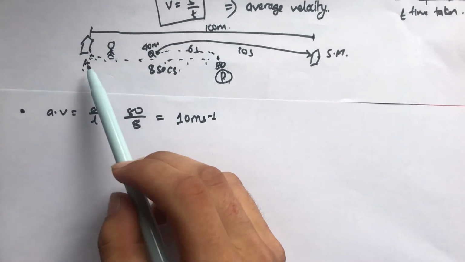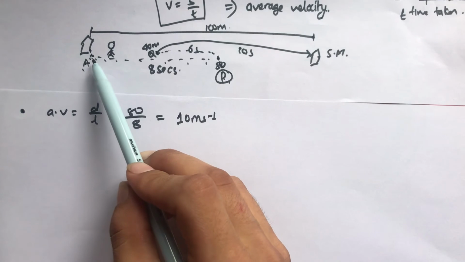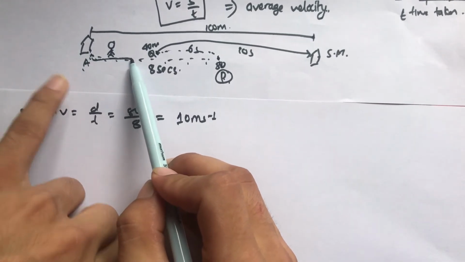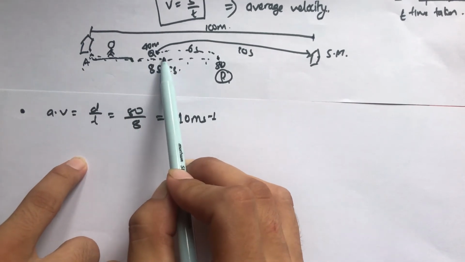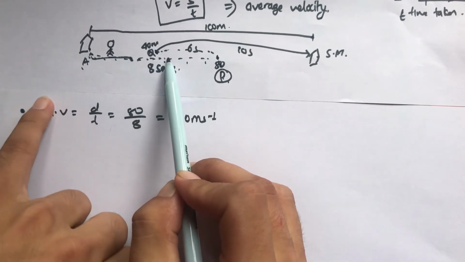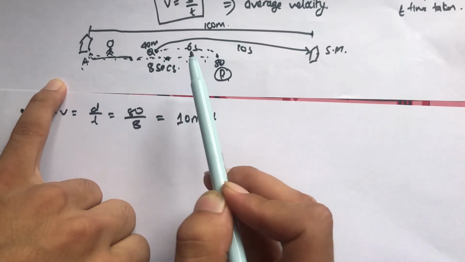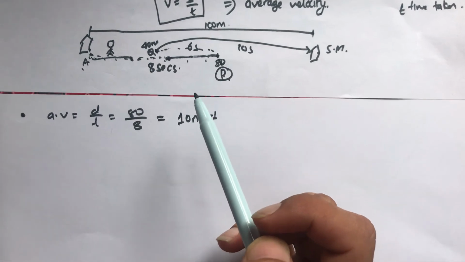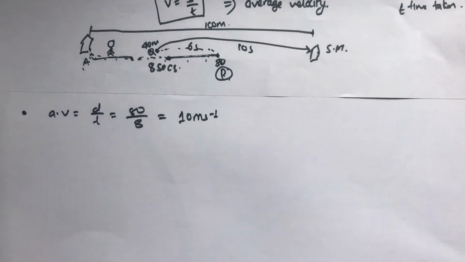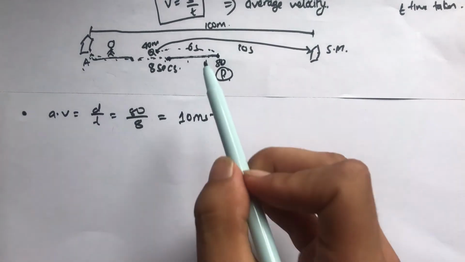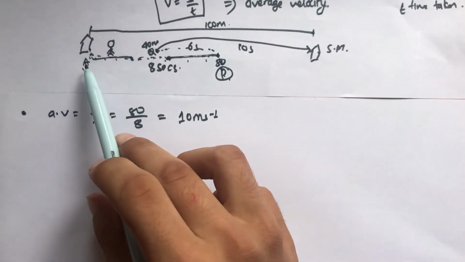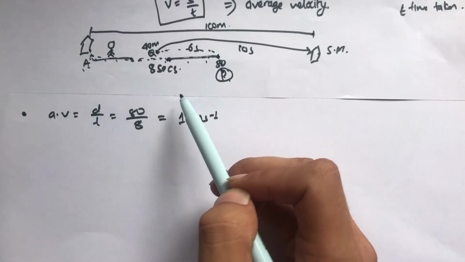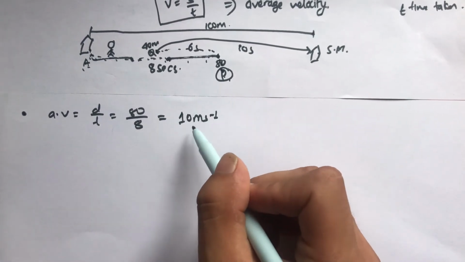So maybe when he started from his home, he may have started running very fast, and when he reached this point, he may have started walking slowly, and maybe when he reached this point, he took a break, like maybe 2 seconds, and then he ran to reach point P, right? He could have reached point P in any way. We do not know about that. What we know is he reached point P, which is 80 meters from point A, in 8 seconds. So we can find his average velocity to be 10 meters per second.